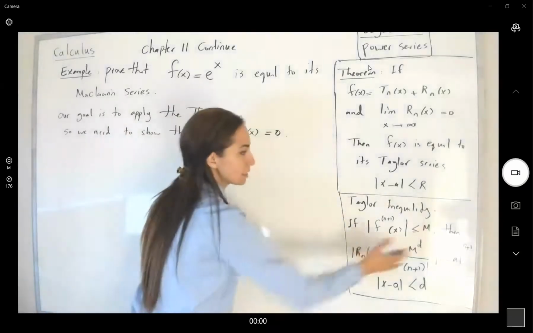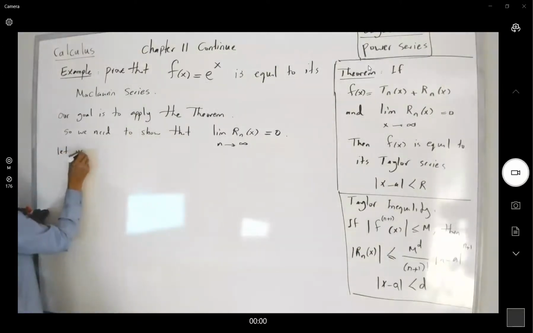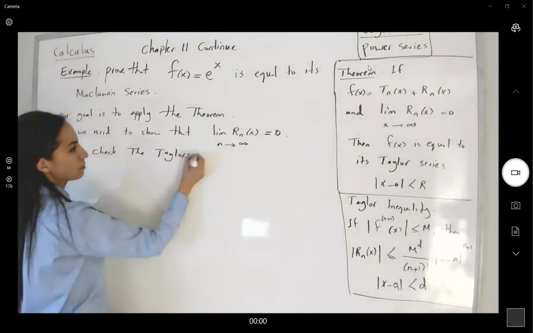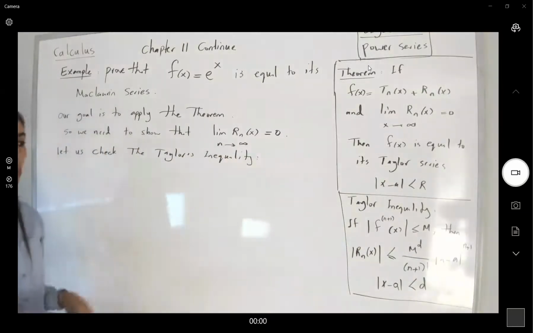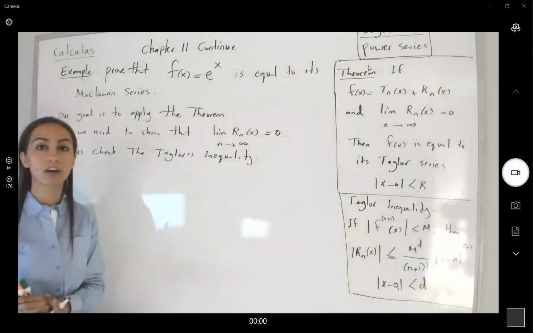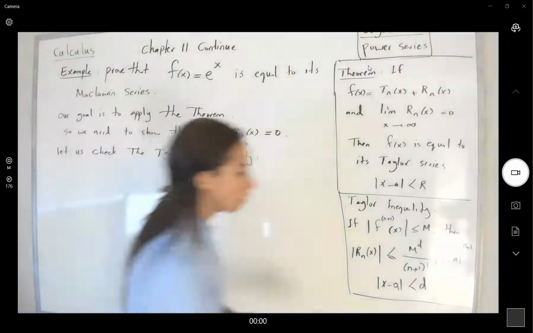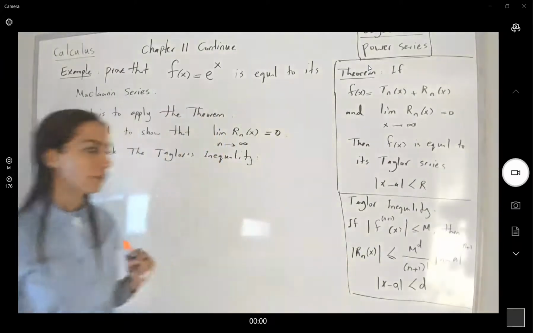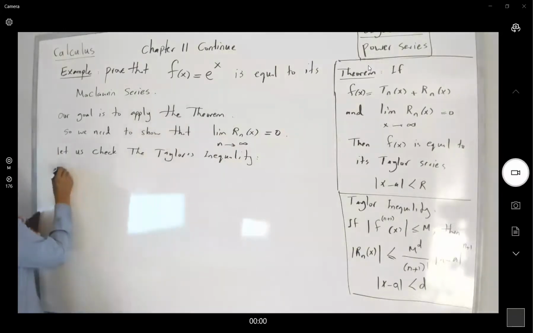So let us see if we can apply Taylor's inequality. Taylor's inequality says if the n plus 1 derivative of the function is bounded above by a constant function over this interval, absolute value of x minus a is less than d, then the error function is less than or equal to that quantity. Then we can apply the limit.